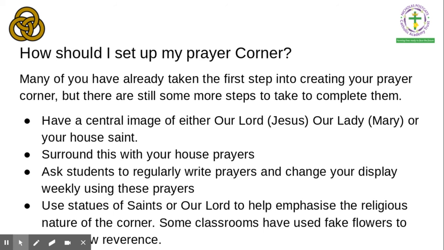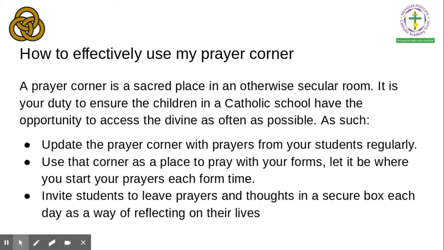Now, once you've set it up and it looks good, there is no point in simply just leaving it be. So we need to use it effectively. How are we going to do that? So how to effectively use my prayer corner? A prayer corner is a sacred place in an otherwise secular room. It is your duty and mine to ensure that children in a Catholic school have the opportunity to access the divine as often as possible. And therefore, you need to update your prayer corner with prayers from your students regularly.